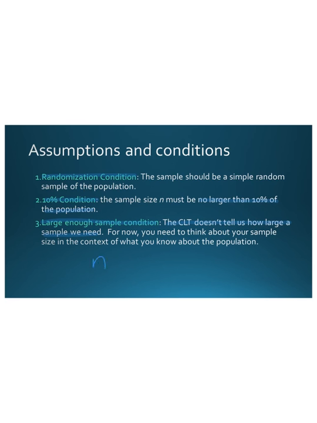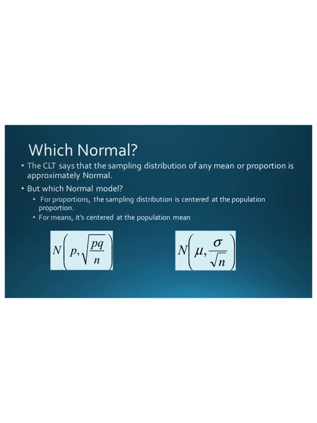Typically, if n is at least 30, we assume normality. If the sample is less than 30, you have to make a box plot, histogram, or dot plot to determine if there's any skewness within the sample. The CLT says that the sampling distribution of any mean or proportion is approximately normal.